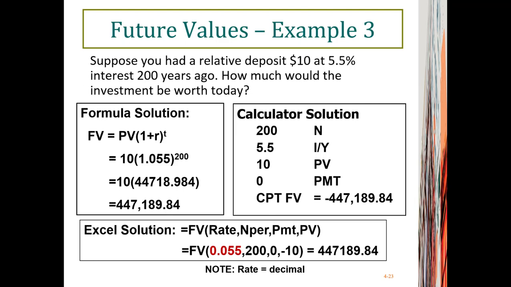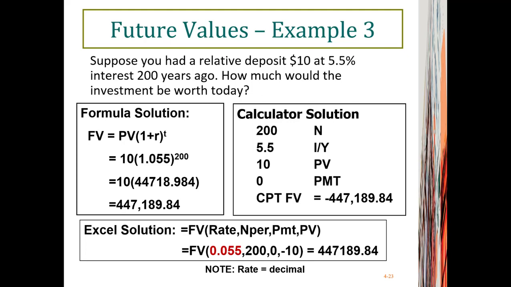You can do the same calculation by using your BA2 calculator. N equals 200, I/Y 5.5, PV 10 or negative 10, 0 PMT, then compute FV. Right. If you put a negative sign on PV, then you will get positive sign on FV. If you put a positive sign on PV, you'll get a negative sign on FV.